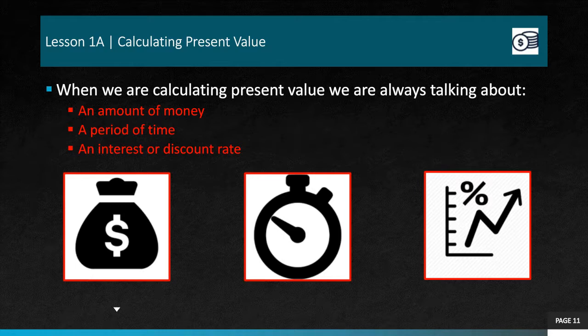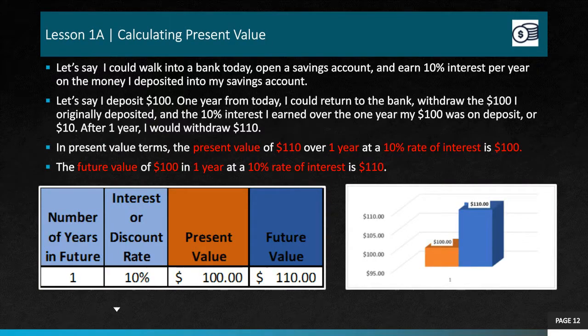And the interest rates are usually what U.S. Treasury bonds are paying over a particular period of time. Okay? So let's say I could walk into a bank today and open a savings account and earn 10% interest per year on money that I deposited in my savings account. You're not going to get 10% interest anywhere today, but that's a number that I'm using because it's mathematically easy to use.